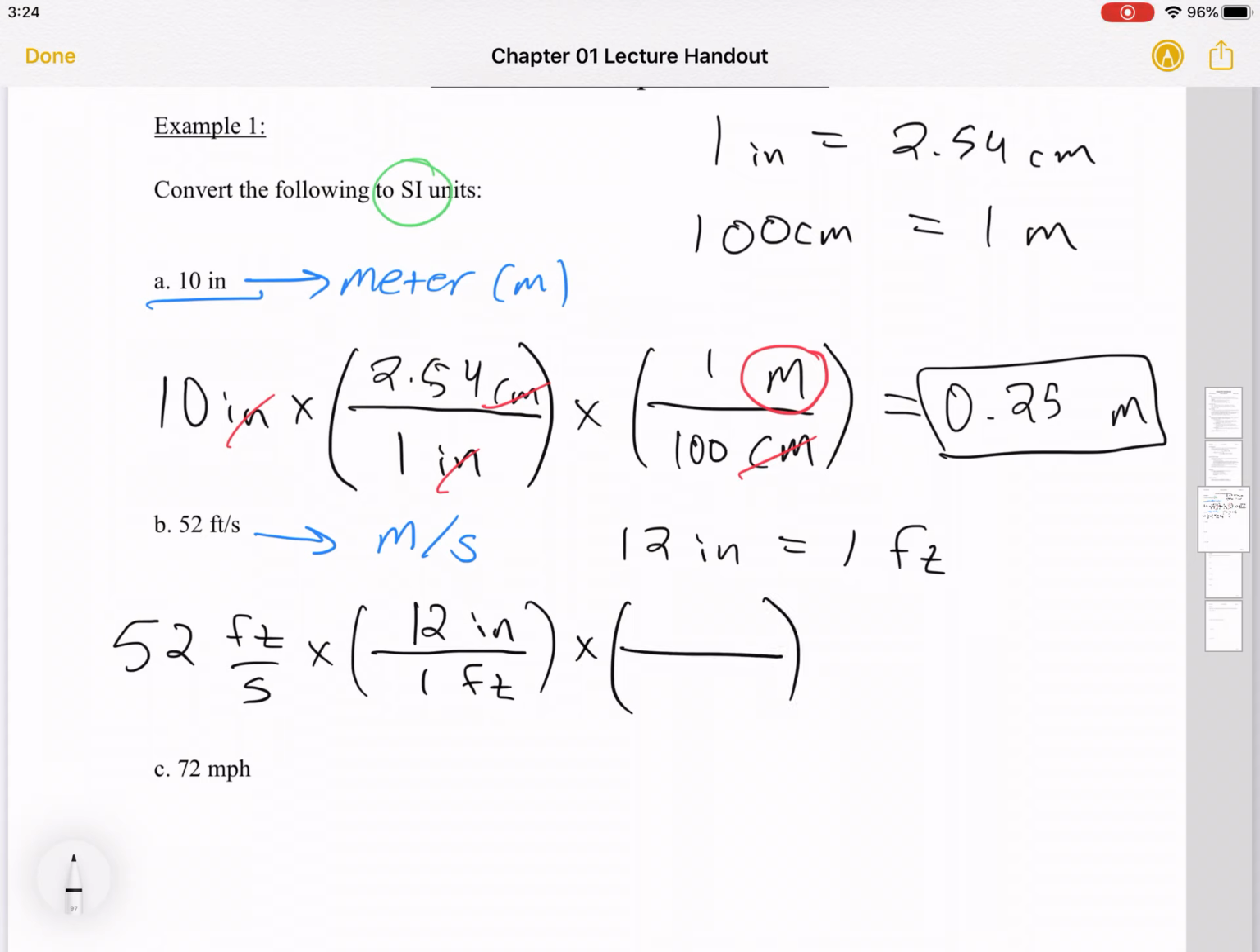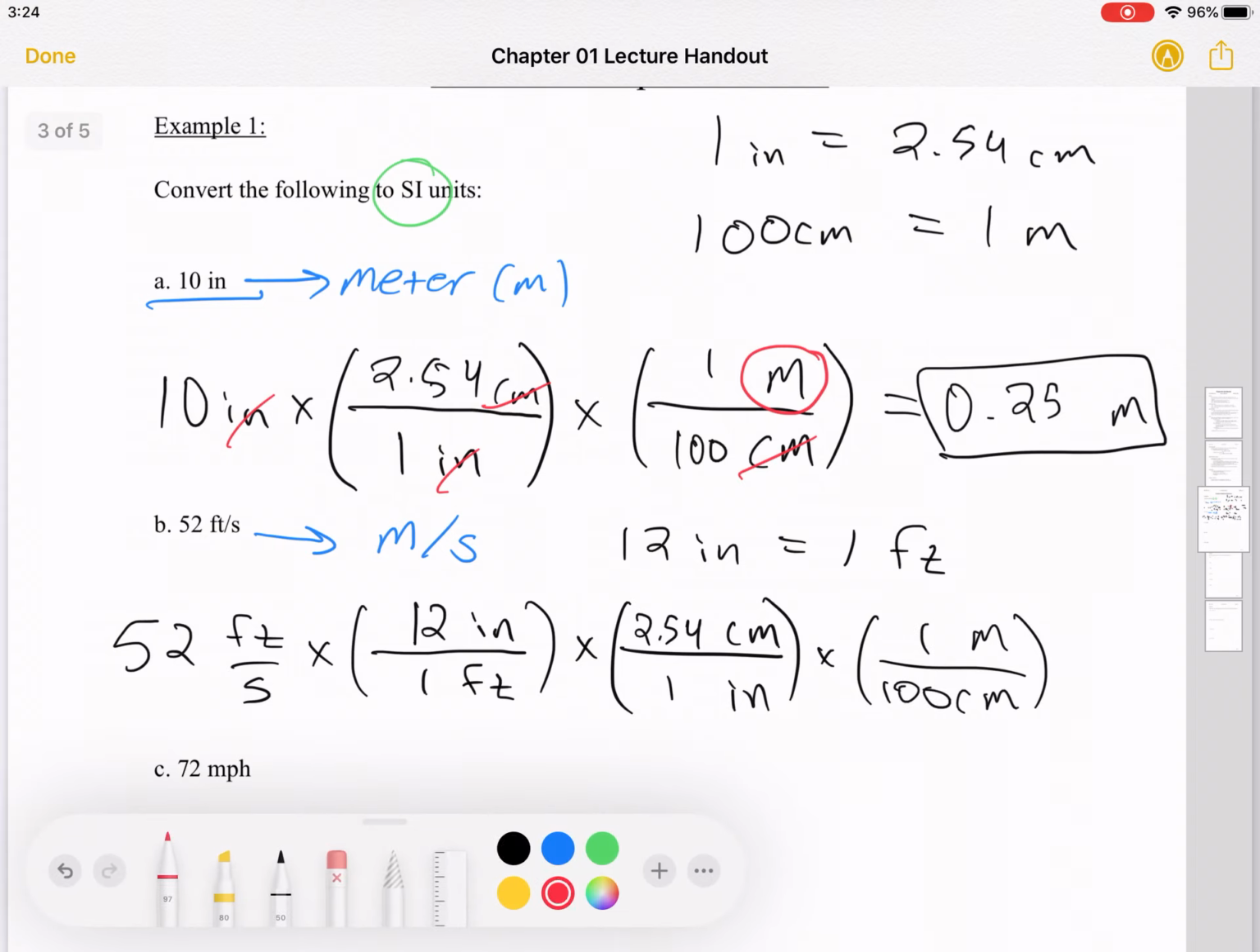And now I want inches to go away and centimeters to show up. What do we say? 1 inch is 2.54 centimeters. Fantastic. So now inches goes away and centimeters shows up. And now I want centimeters to go away and meters to show up. So there's 100 centimeters in a meter.